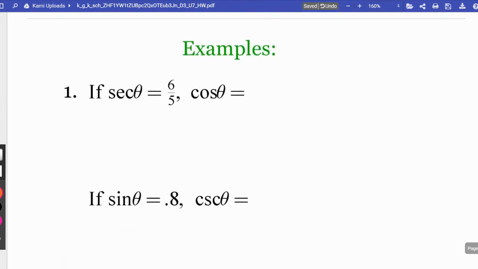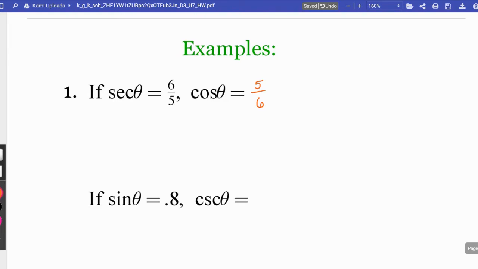Next, here are some examples. So if we know that secant of theta is 6/5, then since secant is paired with cosine, cosine is just straight up the reciprocal. So that one can't get easier than that.